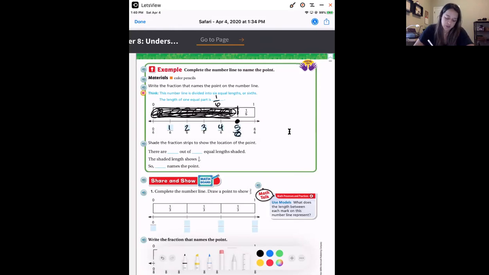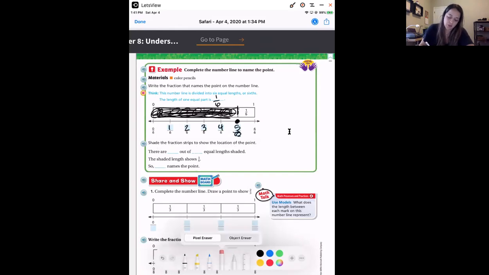And then you answer the questions at the bottom. Again, there are blank out of blank equal lengths shaded. I only shaded 5 out of the 6. I left 1 out. My number 6 is out. The shaded length shows 5 over 6. Yes? So 5 over 6 names that point. That's the name of it. Finito. Now, let's move on.